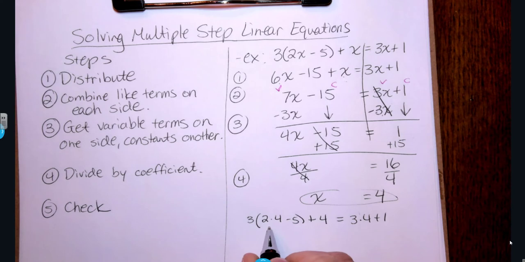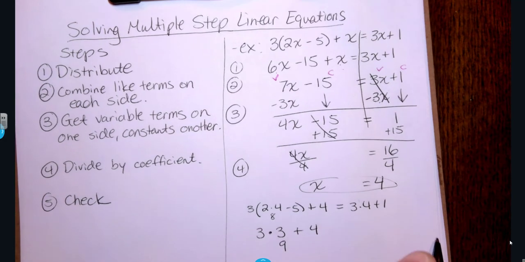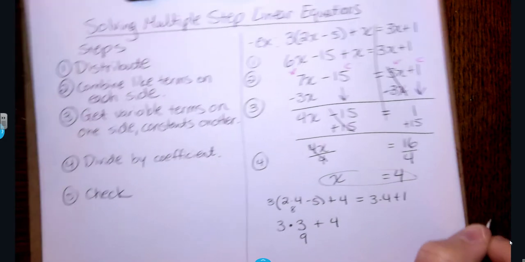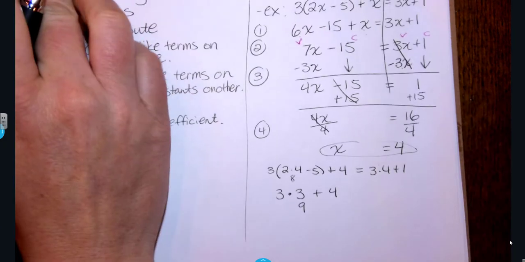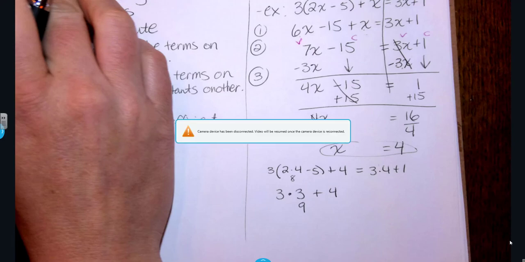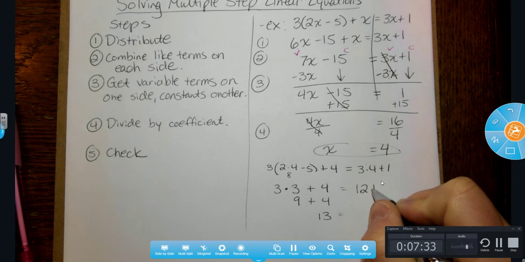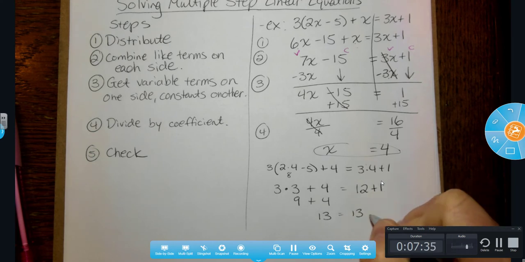So let's work out the left side. 2 times 4, that's 8, minus 5. So all this in parentheses is 3. So I've got 3 times 3 plus 4. 9 plus 4 is 13. Okay, now the right side: 3 times 4 is 12, plus 1, yep, that's also 13. So it checks out.